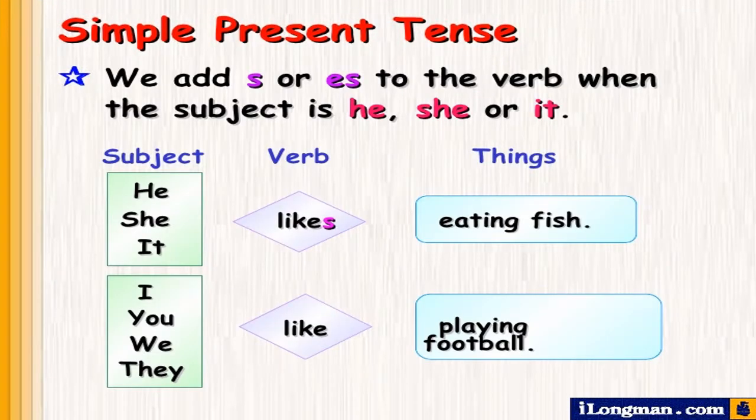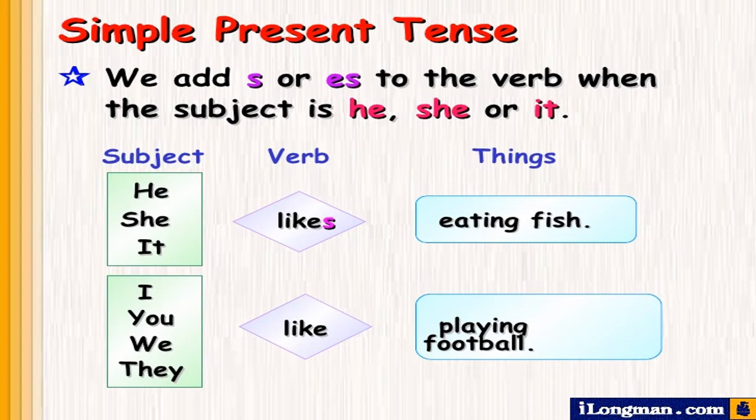We have here some examples about the present simple tense. Don't forget, we put es, s, or ies at the end of the verb when I have the subject he or she or it or any singular noun. For example, with he or she or it, we will convert like to likes. For example, he likes eating fish. She likes eating fish. It likes eating fish.